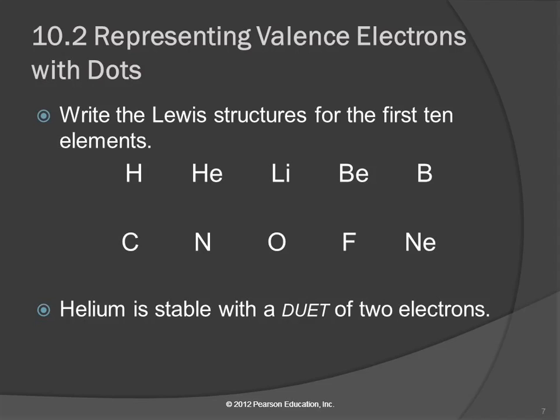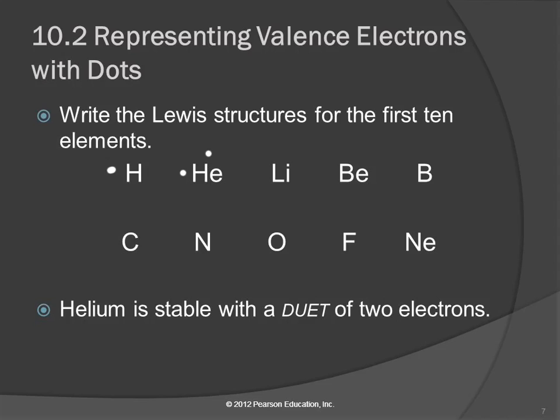So let's write Lewis structures for the first 10 elements. How many valence electrons does hydrogen have? 1. We'll just give him 1 dot. How about helium? 2. So we'll give him 2 dots.